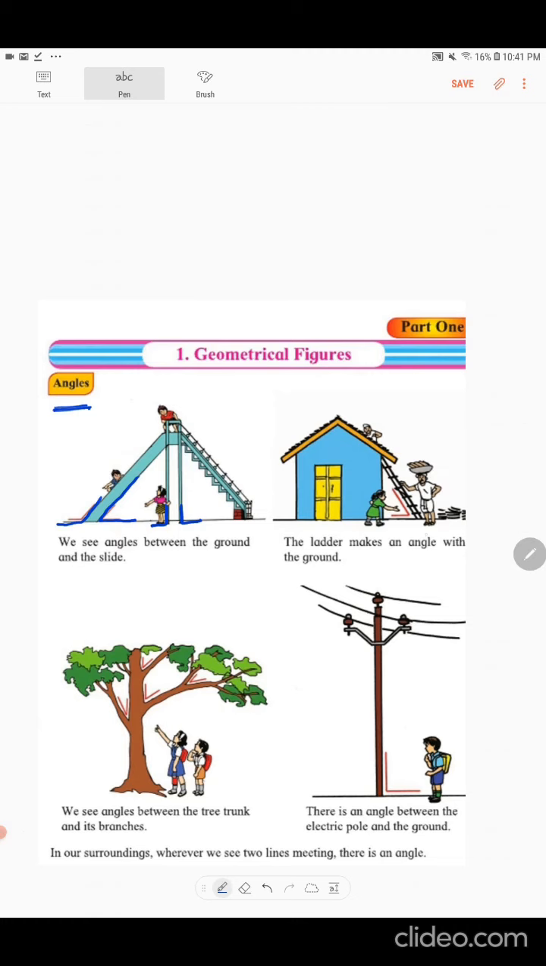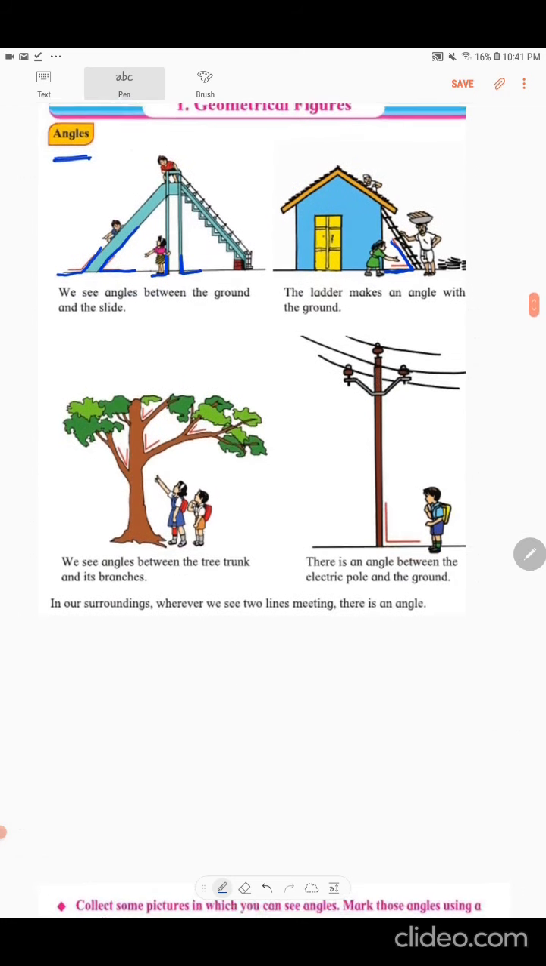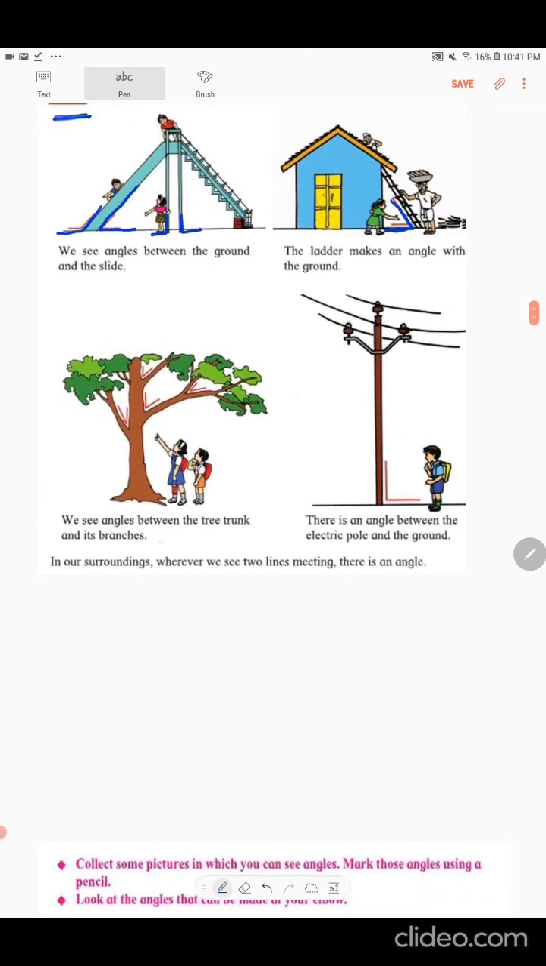Now this is a ladder. So here one angle is formed, between the ladder and the wall, and also with the ground. We see angles between the tree trunk and its branches. All these are angles that are formed. And there is an angle between the electric pole and the ground. Here also you can find angles. So in our surroundings, wherever we see two lines meeting, there is an angle.